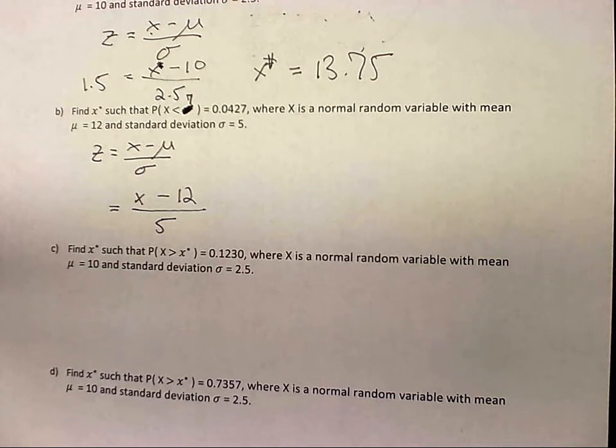Is that going to give us a positive z value or a negative z value? It's a negative z value. Is everybody good with the fact that it's a negative z value? All right. So now if we look up 0.0427 in our z table, what z value does that give us?